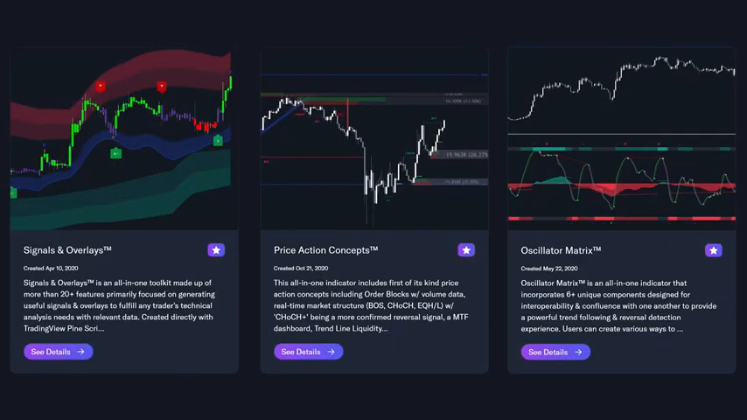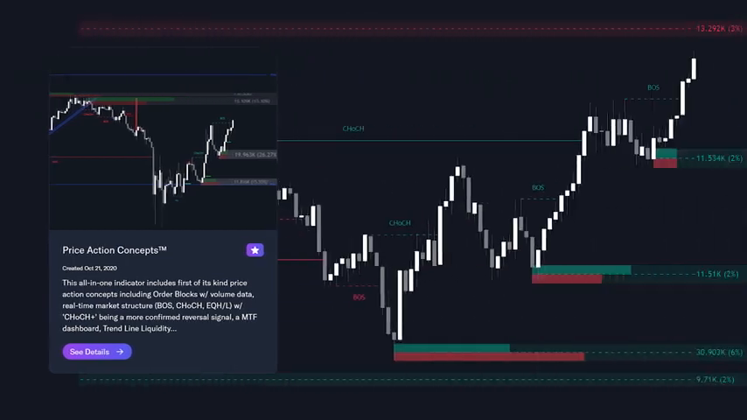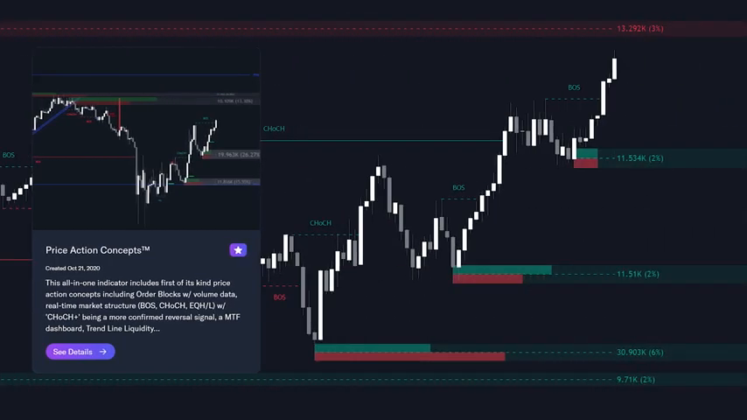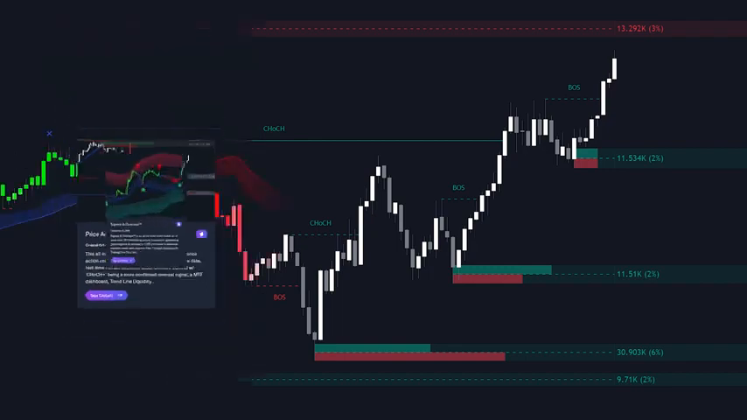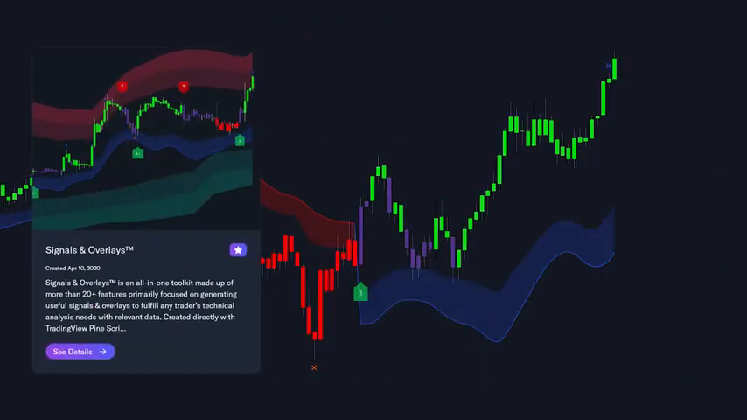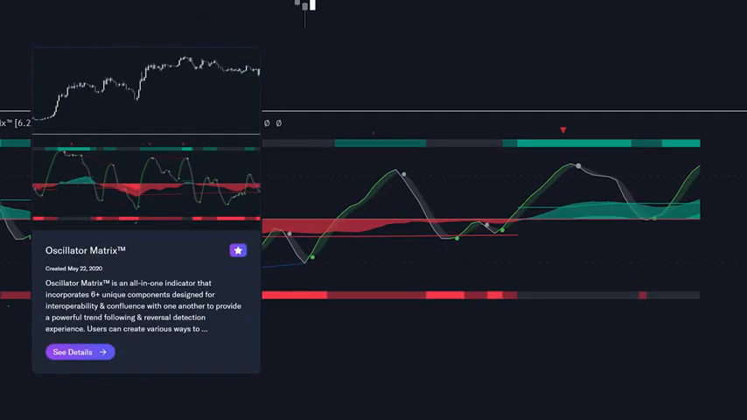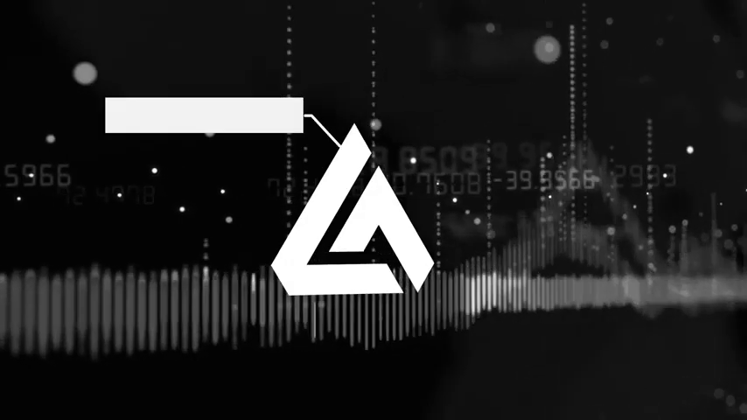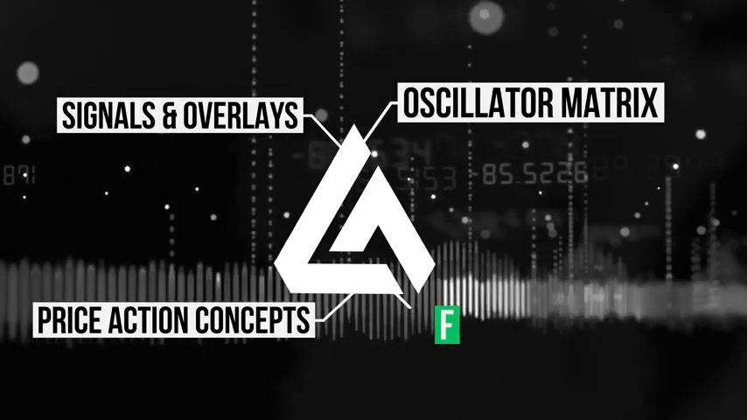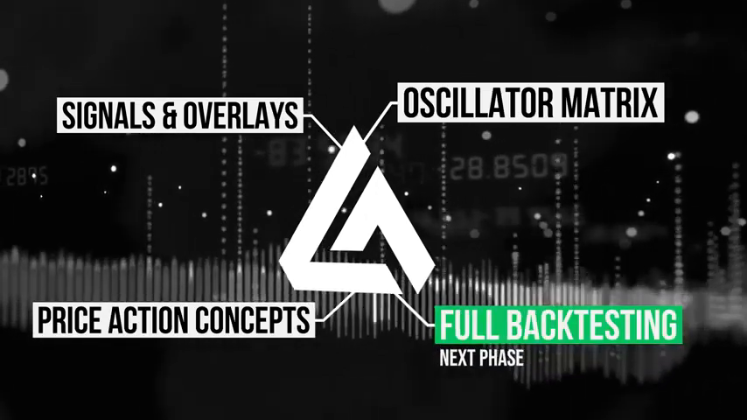As you probably know, we've always had our 3 main toolkits available. We have the price action concepts, which puts a big focus on market structure. Then we have our signals and overlays to give you the best dynamic indicators, as well as our new oscillator matrix.